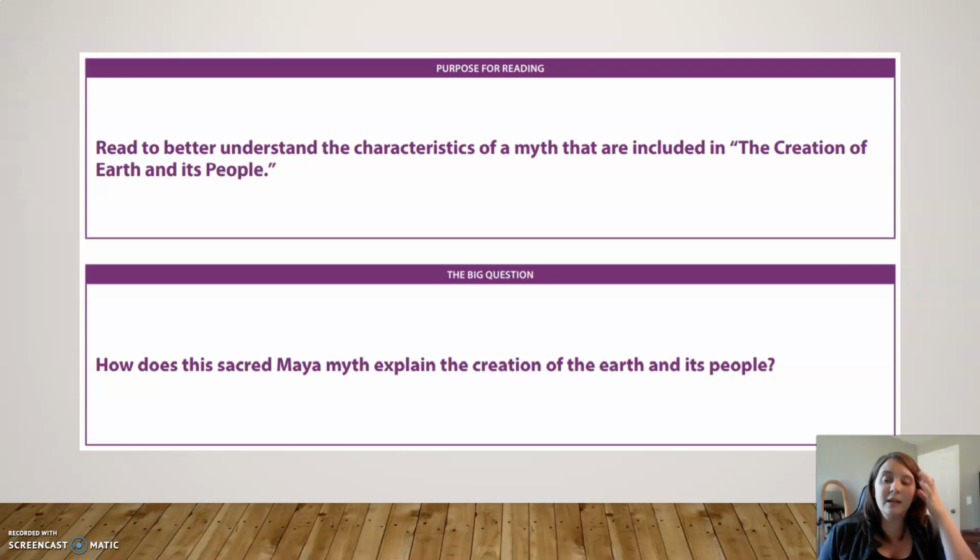Our purpose for reading the text today is going to be reading the same chapter that we read last time, but this time we have a different purpose for our reading. So remember, every time we read a text, we might read something more than once, we have a different reason for reading it. The purpose for today is to better understand the characteristics of a myth that are included in the creation of Earth and its people. The big question is, how does the sacred Maya myth explain the creation of Earth and its people? So that is our purpose for today's reading.